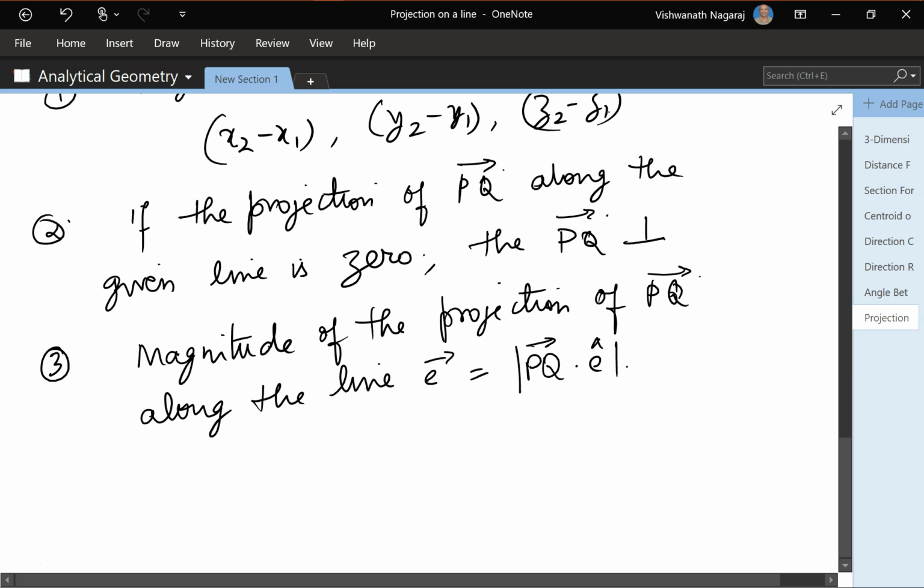Okay, so that is it as far as projection on a line is concerned. Bye for now.